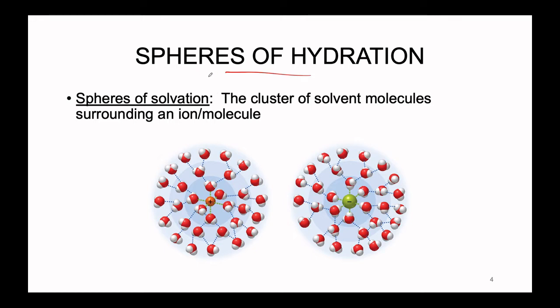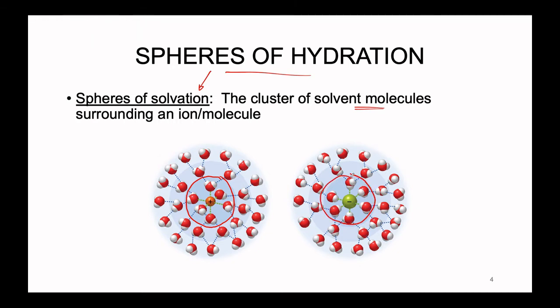Now, these spheres of hydration are also synonymously known as spheres of solvation. And by technical definition, these are clusters of solvent molecules that surround an ion or molecule in solution. So whether it be the positive sodium, which we can see on the left, or the negative chloride on the right, what each of these things have in common is that they are stabilized by an immediate web of 6 water molecules. And this is not a coincidence.